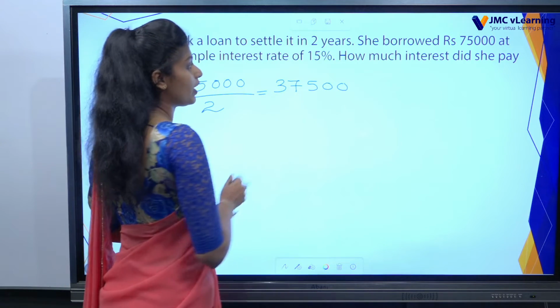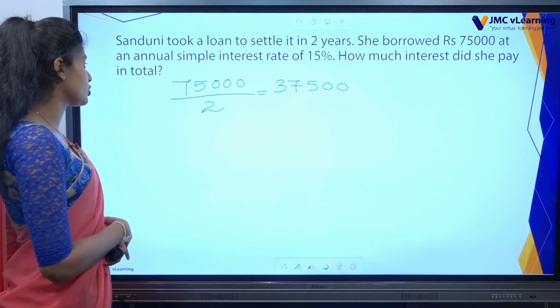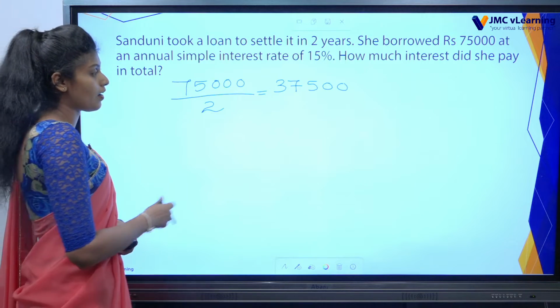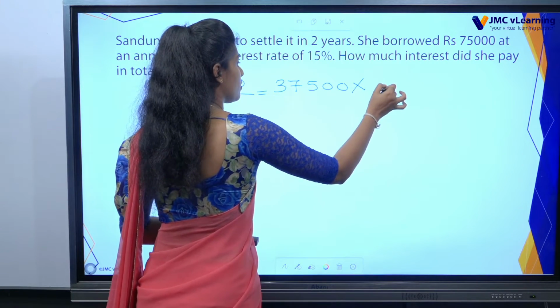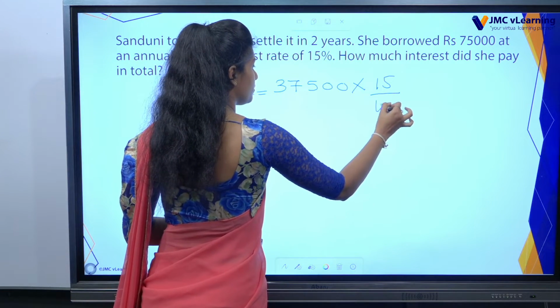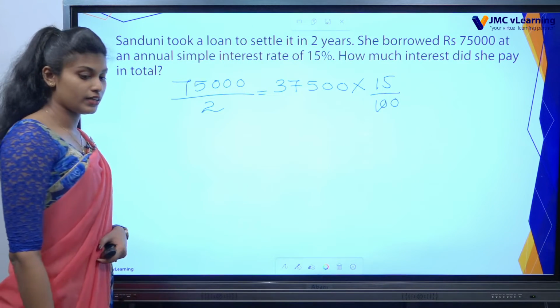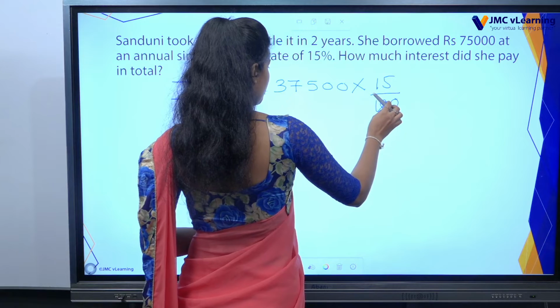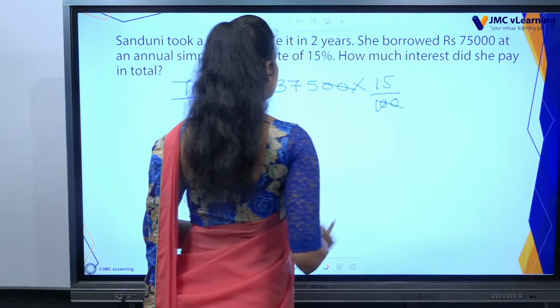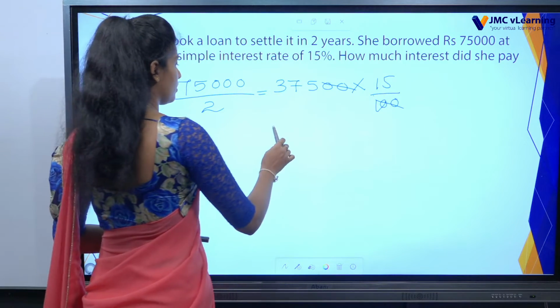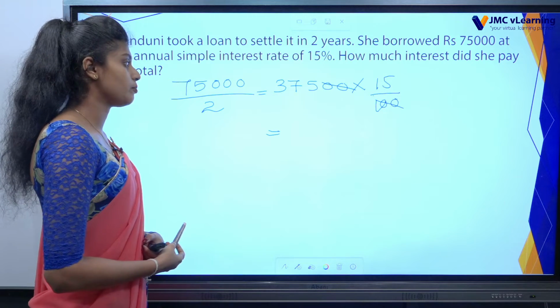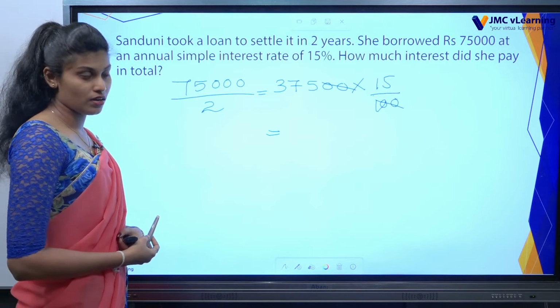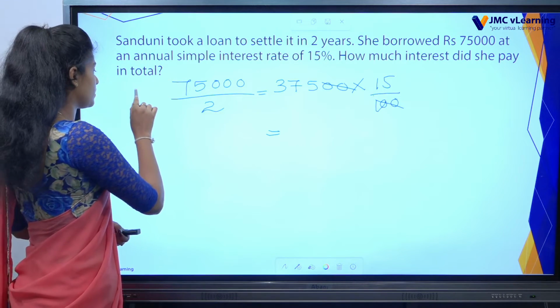To find the interest she has to pay, you have to multiply by this 15%. That means 15 over 100. Then let's simplify this one. You can cut zeros. Then 15, you have to multiply by 375.